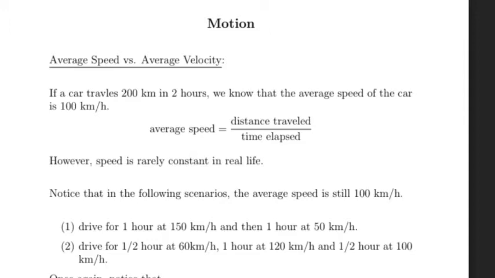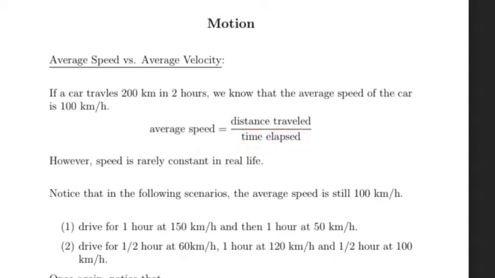So if a car travels 200 kilometers in 2 hours, we know that the average speed of the car is 100 kilometers an hour. Now, the reason for that is because average speed is calculated by taking the distance traveled over the time that has elapsed. So that's the total distance traveled over the total time elapsed.